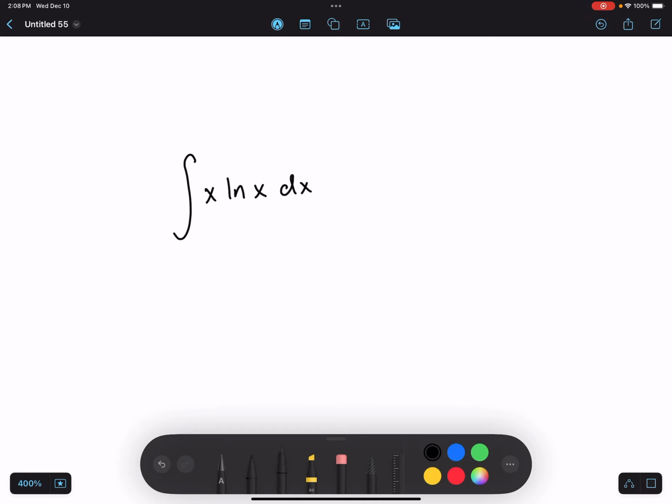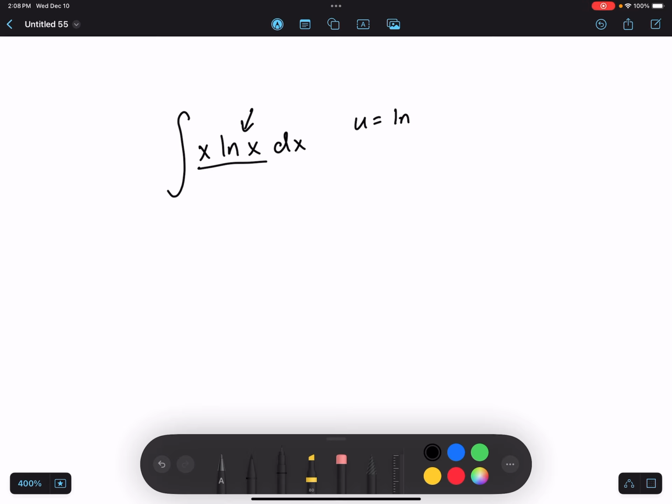We're here looking at the integral of x ln x, and this is a clear product, so that indicates that we're working with an integration by parts problem. And because we are working with specifically a natural log, that is the best thing to use as u. So we'll have u equals ln x.